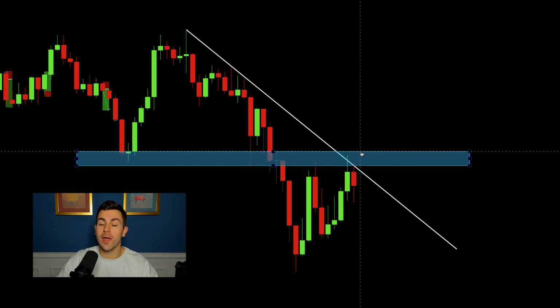Even though here we have a perfect bearish setup, I'm not shorting. What is the reason?